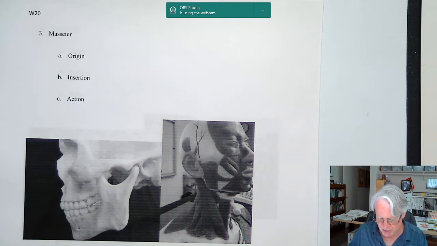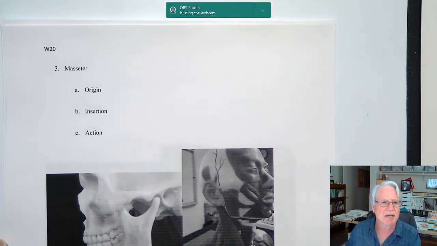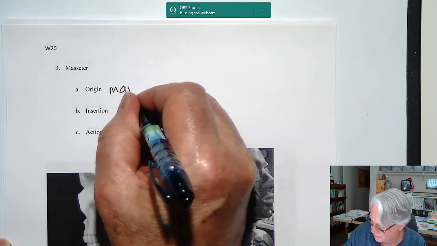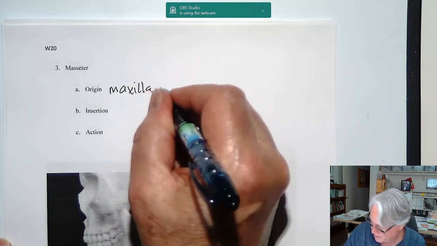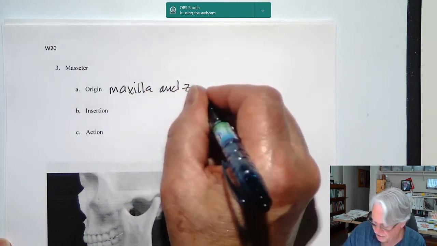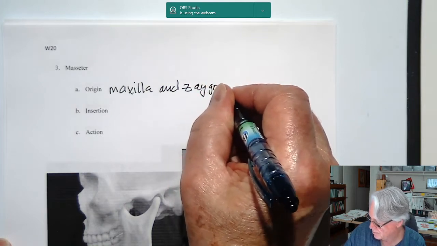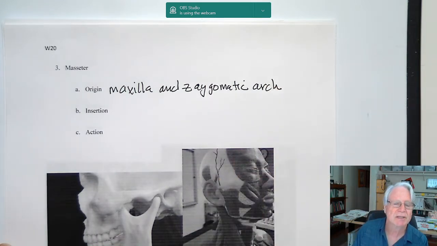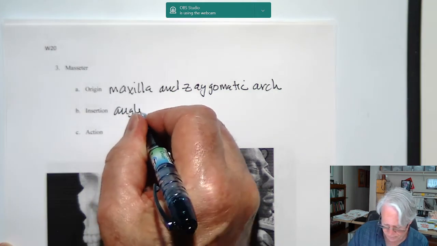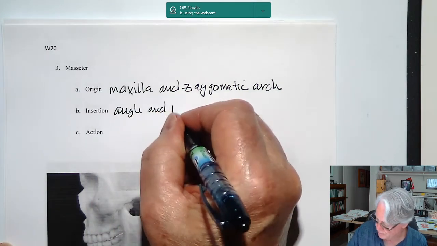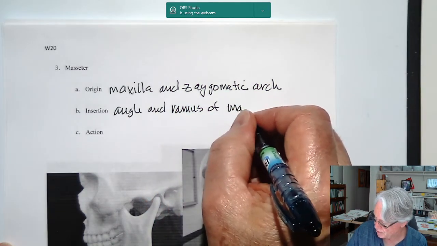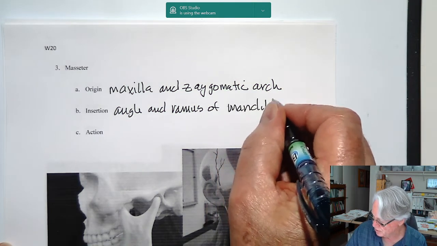And we have some information that we need here for the masseter muscle. We'll start with origin, and that's going to be the maxilla and the zygomatic arch. That's the origin. The insertion is the angle and ramus of the mandible. So these are both structures that you had to learn when you were looking at bones.